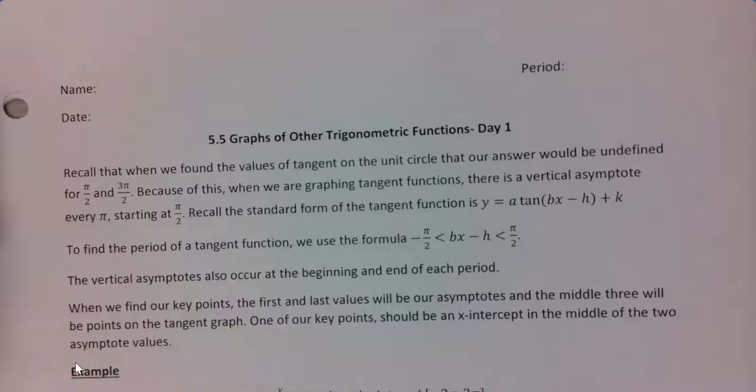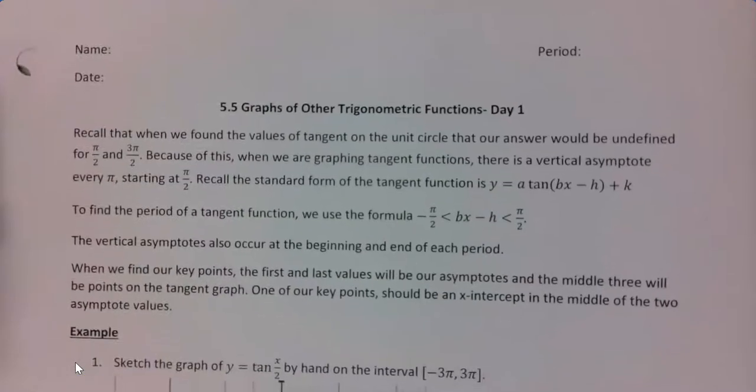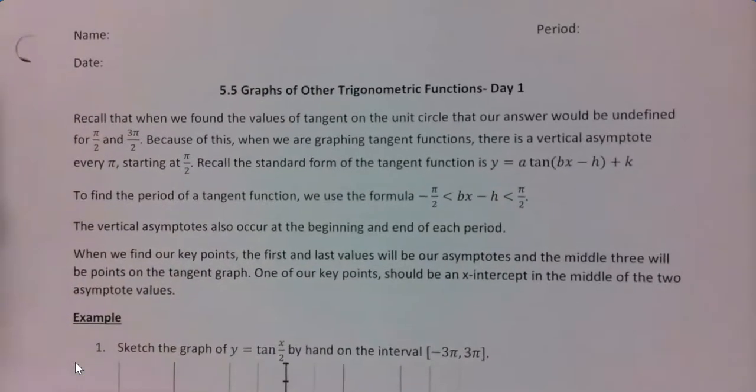Okay, so today we are starting on other trig function graphs. We are going to be doing tangent and cotangent today, and then not tomorrow. Monday we'll be doing cosecant and secant.